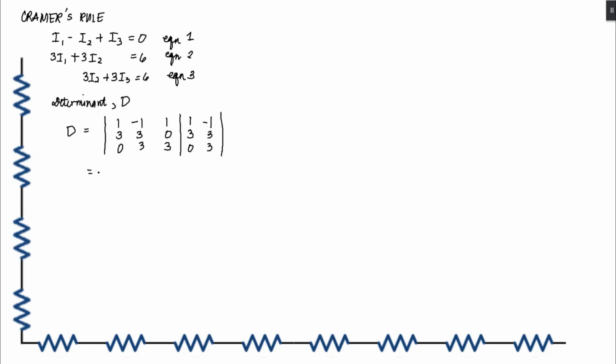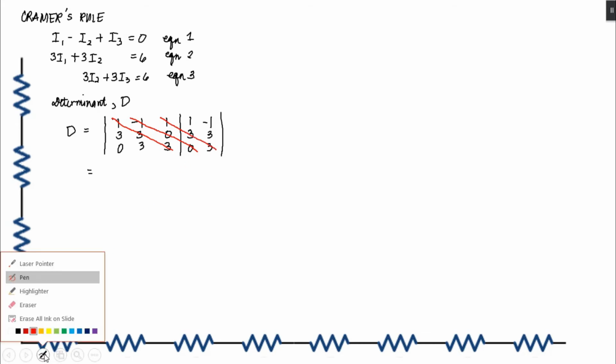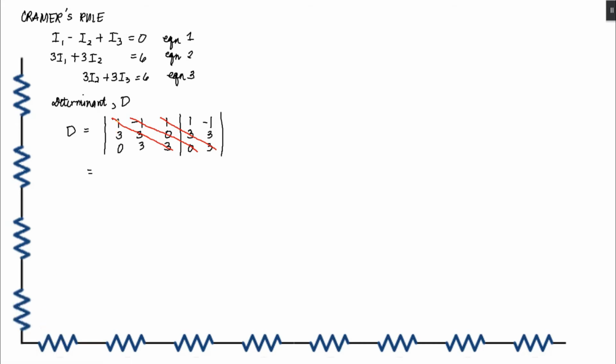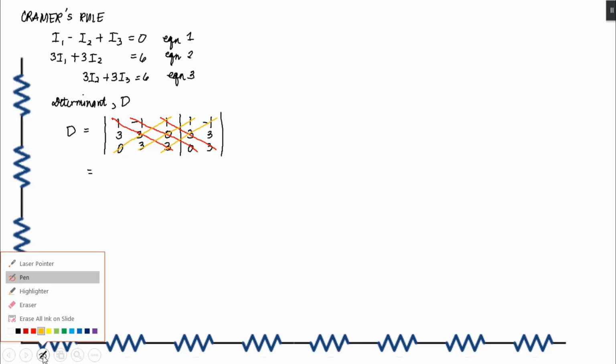So equals, you get the product of these, plus this product, plus this product. Then, you subtract the sum of the products of the upper limit: minus this product, next this product, plus this product.